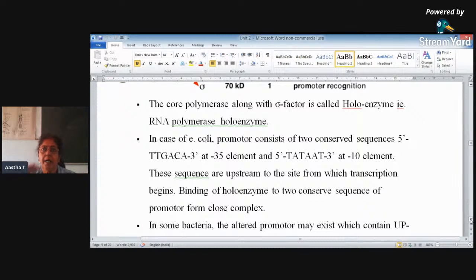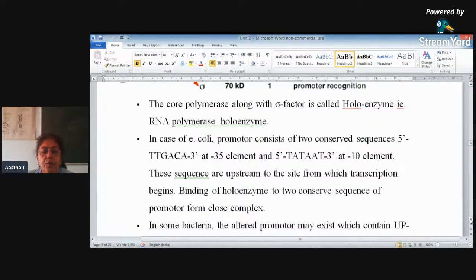कोर पॉलिमरेज आणि सिग्मा फॅक्टर नेहमी सेपरेट असतात. जेव्हा ट्रान्सक्रिप्शनची प्रोसेस होते तेव्हा सिग्मा फॅक्टर कोर पॉलिमरेजला बाइंड होतो आणि मग ट्रान्सक्रिप्शन शक्य आहे. सो होलो एन्झाइम सिंथेसिस इज व्हेरी नेसेसरी.